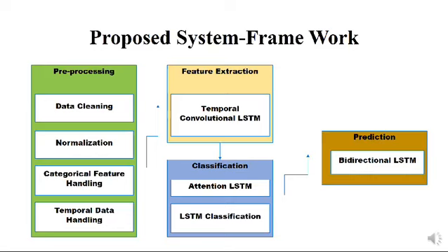Spatial feature handling will be applied to get the attributes and the selection, and the temporal data handles the future, the present, and the past data. In that feature extraction, with the help of the convolution LSTM (long short-term memory) algorithm, the previous history will be analyzed here. Using the attention LSTM and the LSTM classification, we can classify the CKD and the non-CKD. And finally, with the help of the bidirectional LSTM, we can identify the stages, the accurate value.